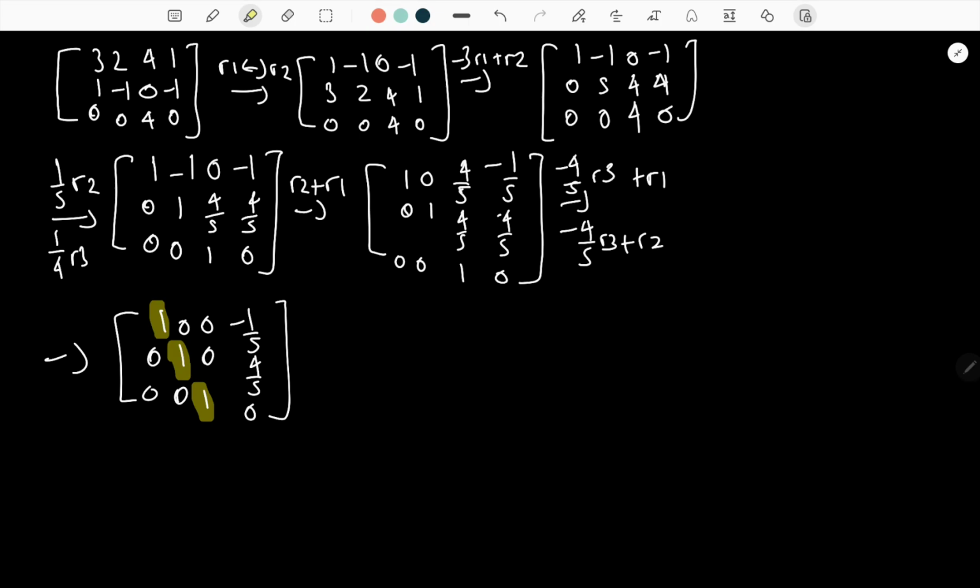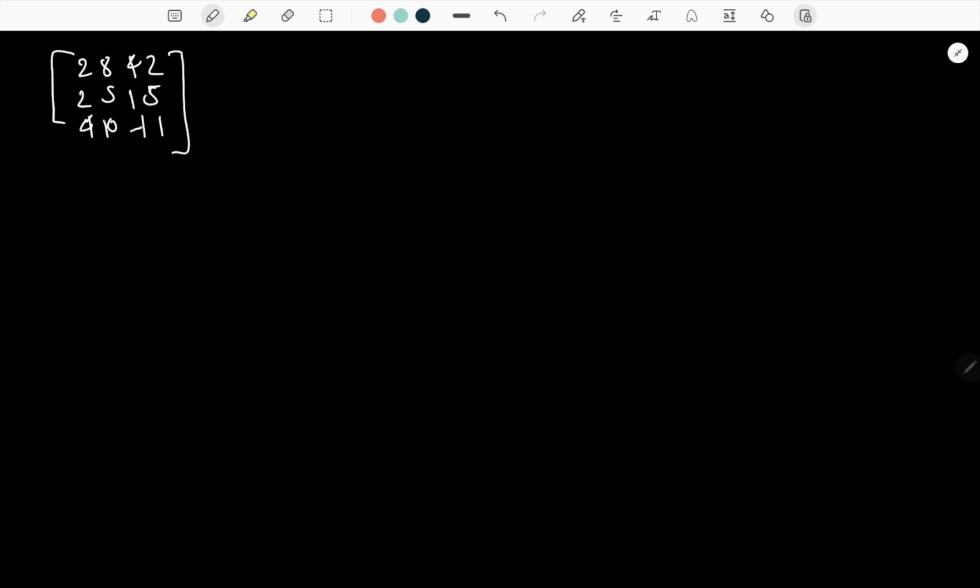And yeah, so let's look at one last example, I believe. Here we have a 3 by 4 now, and let's look at the first row and the first pivot. It is 2. Every pivot in RREF has to be 1. So is there any way we can convert the first pivot to 1? We can divide the first row by 2, which will give us 1 over 2 R1, which is 1, 4, 2, 1, and then everything else stays the same.